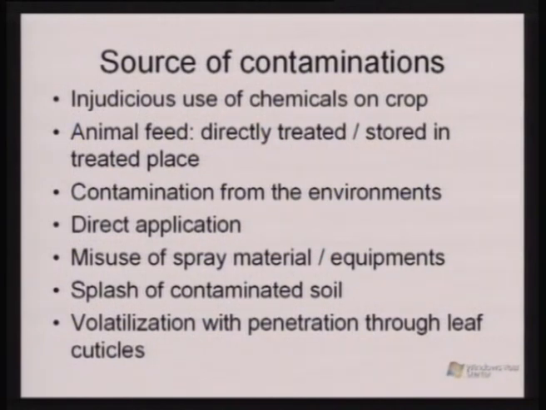So if the same soil is contaminated with a particular pesticide, that can be a source of contamination to the environment. And if these pesticides are there in the soil, then volatilization with penetration through leaf cuticles can also take place, and it can create a problem of pesticide residue in the food chain.